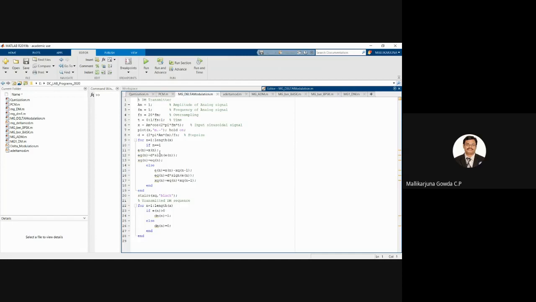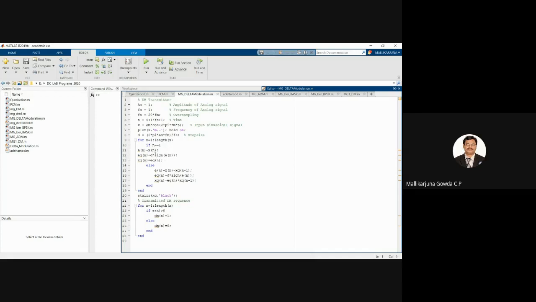Is this point clear? To begin with, x hat of nTs will be 0 for the first sample. Then I am writing the output of the quantizer, which is equal to D into signum of E of n. D is the step size, which I have already defined. You know the signum function, right? It is a built-in function. Depending upon the value of E of n, the output should be either plus delta or minus delta.